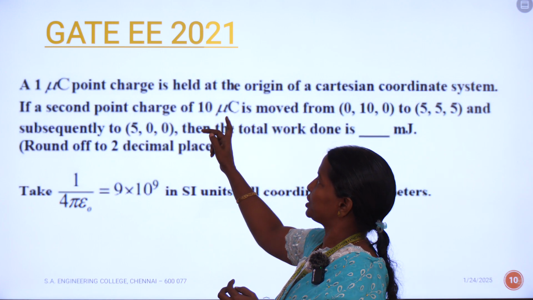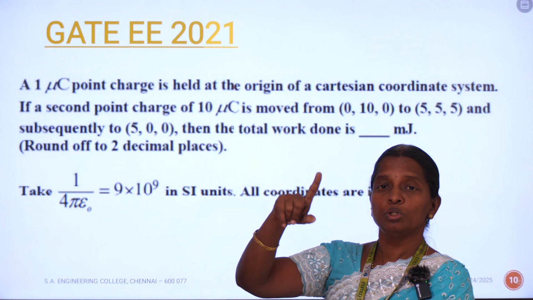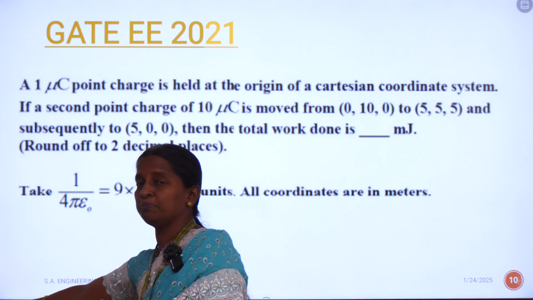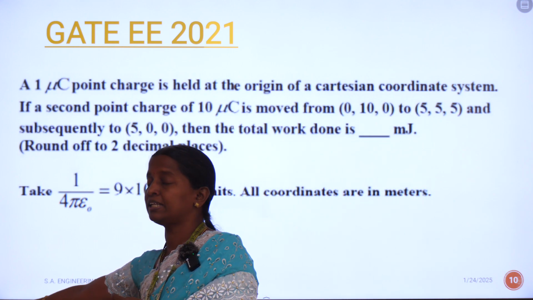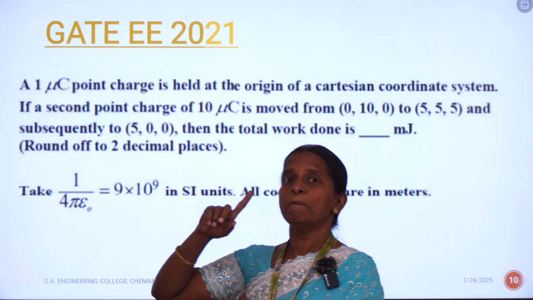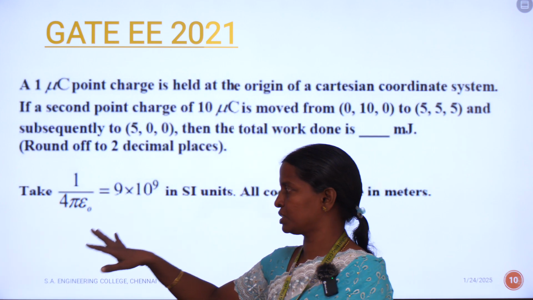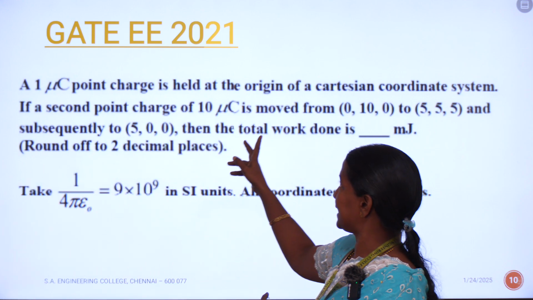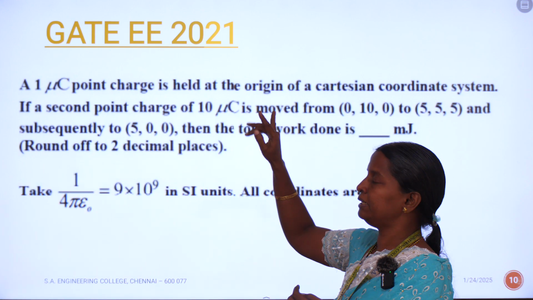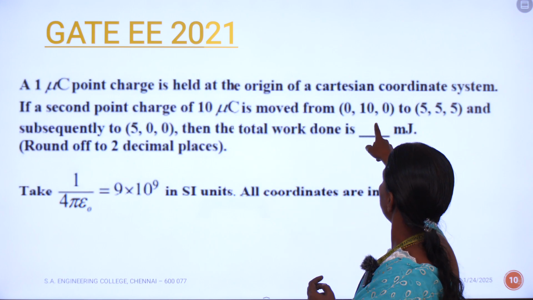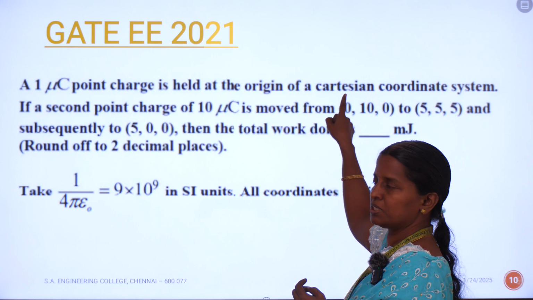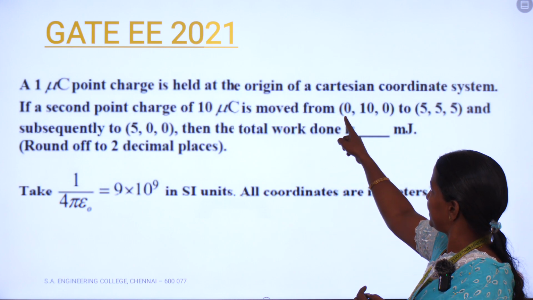The first point charge, 1 microcoulomb, is placed at the origin. You can take this: the origin means the charge Q1 is placed here and the value is 1 microcoulomb. Micro means 10 power minus 6, we have to substitute. So 1 into 10 power minus 6 coulomb is placed at the corner. And the second point charge, what is the value? 10 microcoulomb. The origin means 0, 0, 0. And this is a 10 microcoulomb.